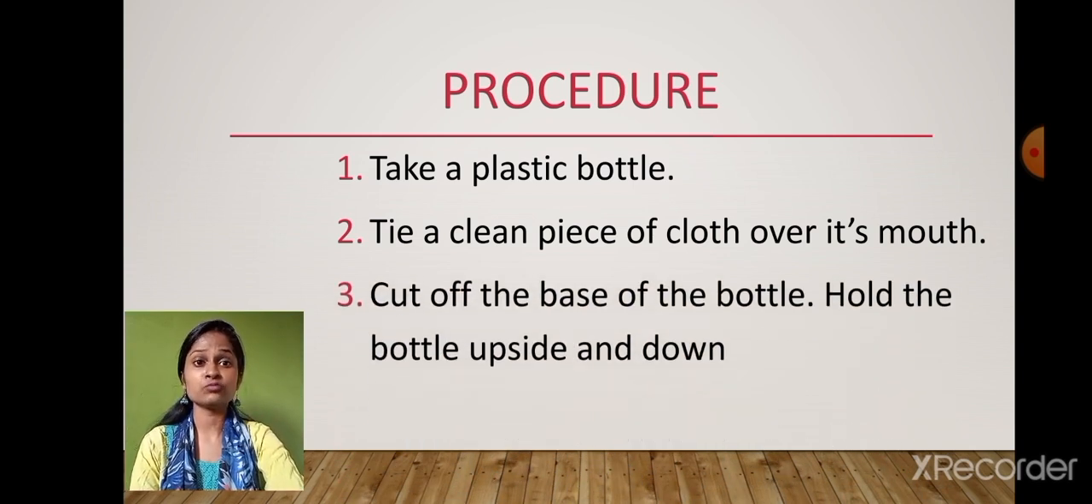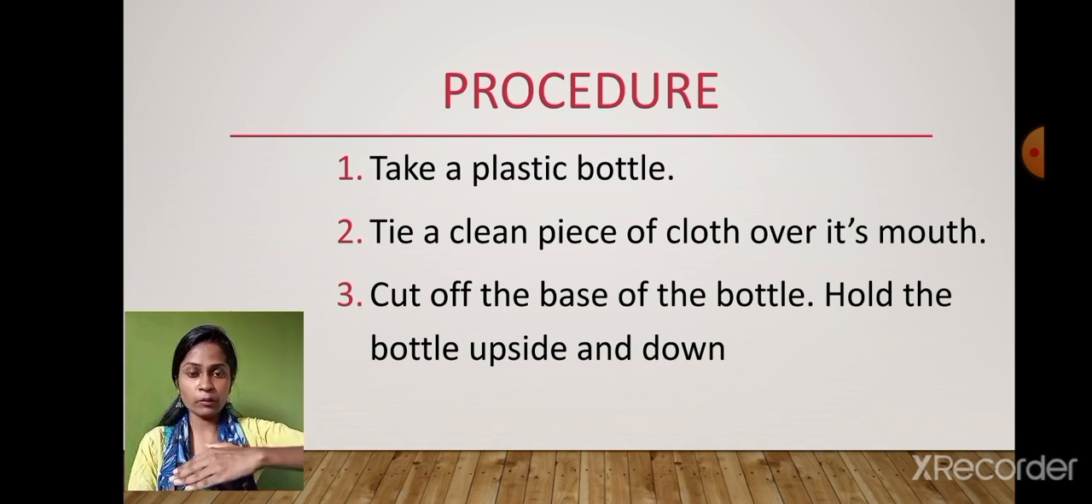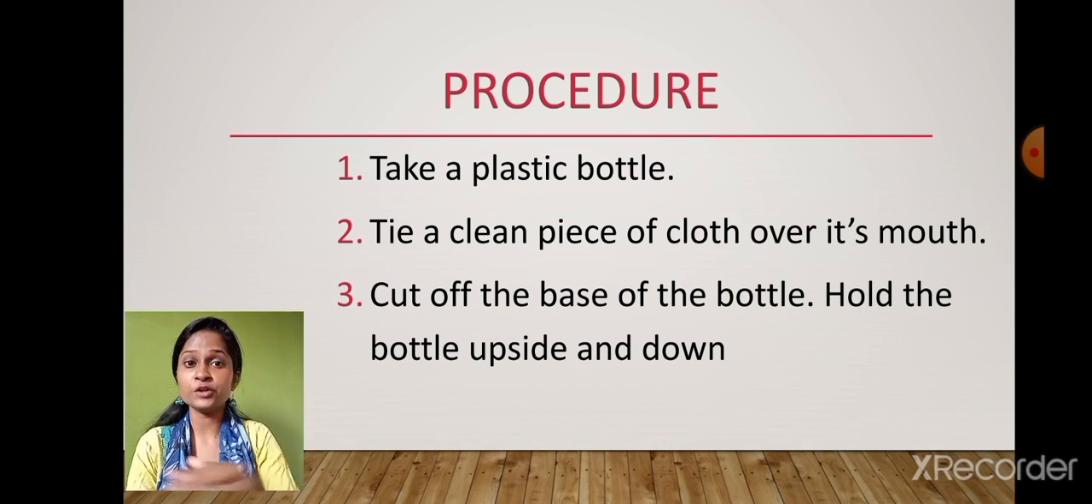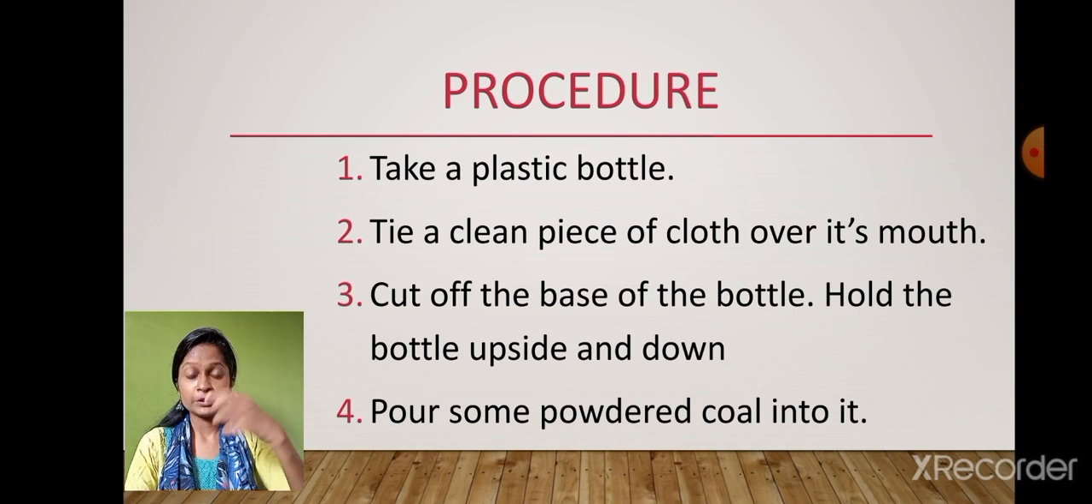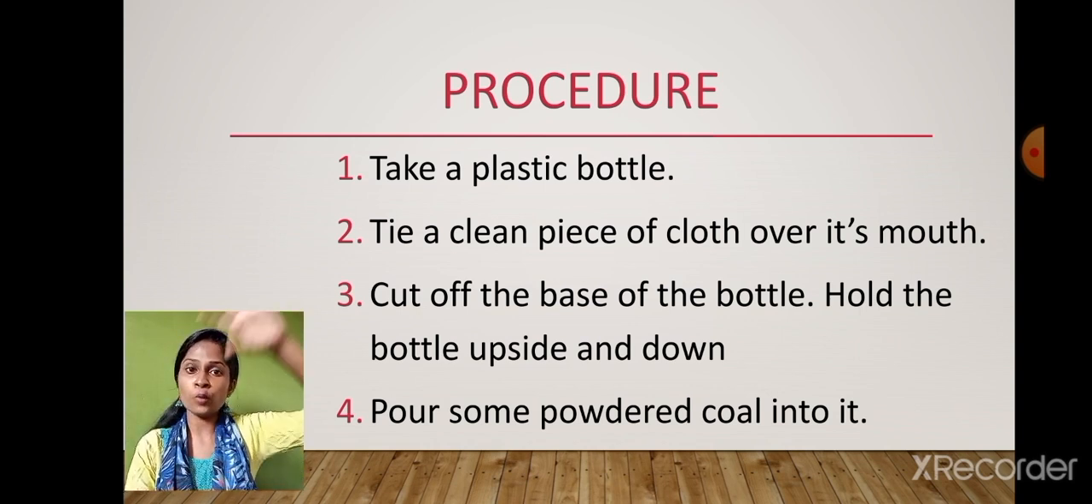The third step is to cut off the base of the bottle and hold the bottle upside down. If you have a water bottle, cut it in the middle. You have to remove the base part completely and make the bottle open from the upper side. So you cut the bottle into 2 parts. After that, you have to pour some powdered coal into it. When you invert the bottle, the mouth part will be in the downward side, and you pour the coal.